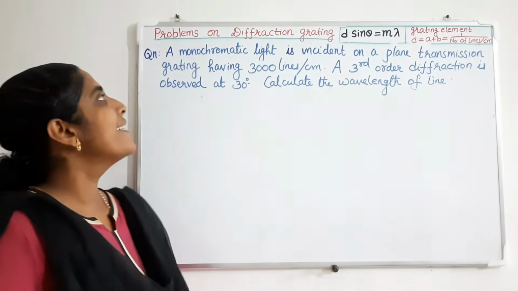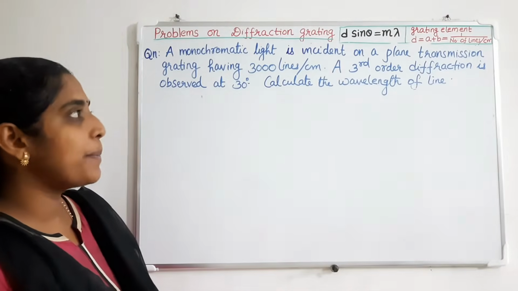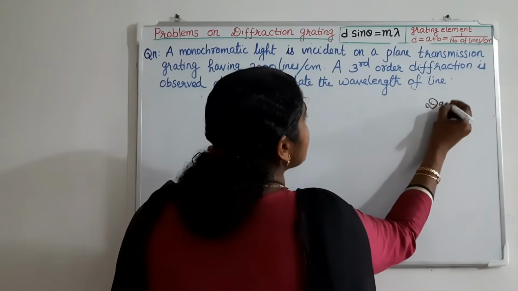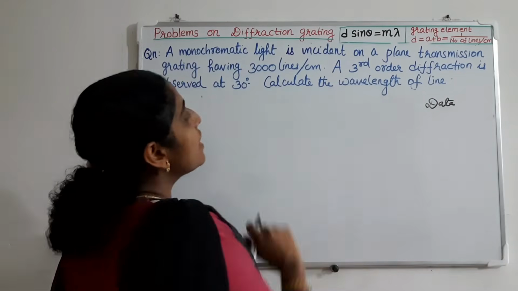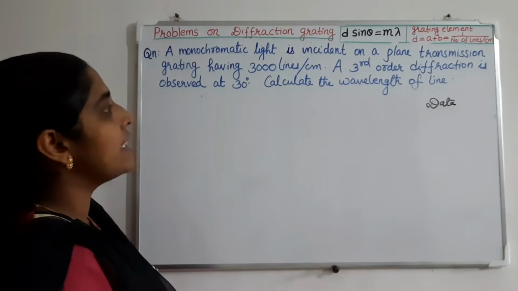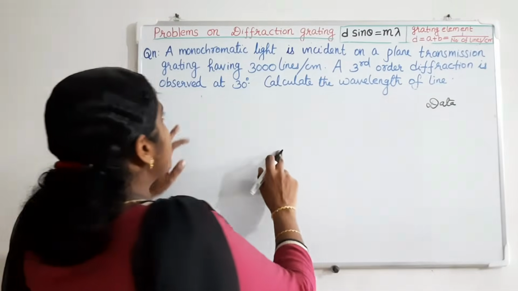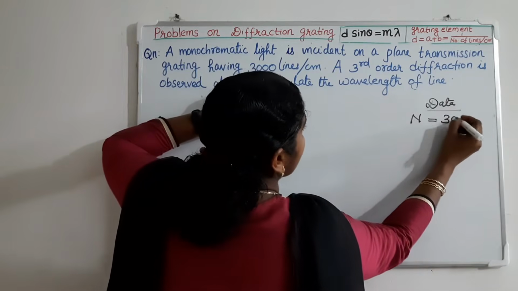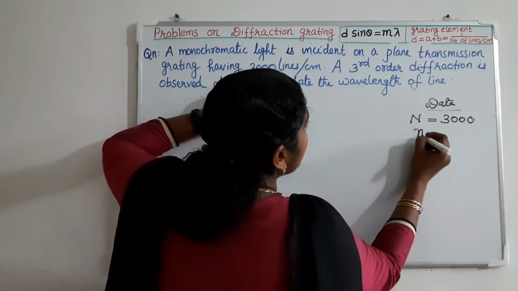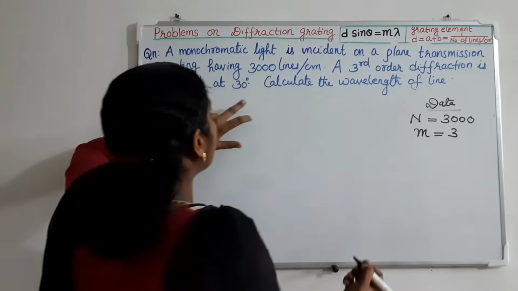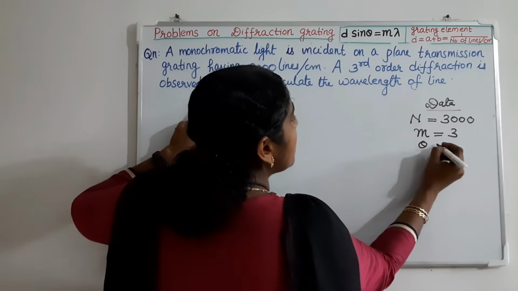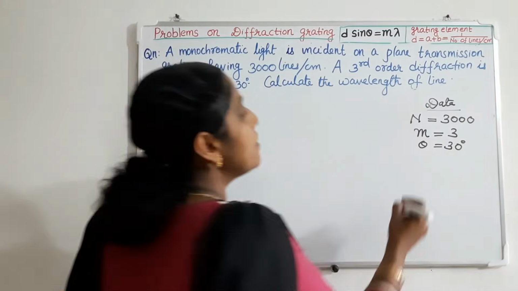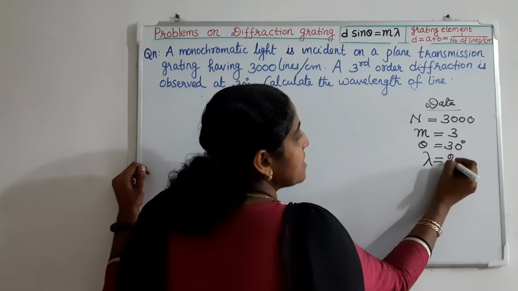See the next question. A monochromatic light is incident on a plane transmission grating having 3000 lines per centimeter. A third order diffraction is observed at 30 degrees. Calculate the wavelength of light. Here the number of lines per centimeter is given as 3000. For third order diffraction, m equals 3, observed at 30 degrees, so the angle of diffraction theta is 30 degrees. Calculate the wavelength of light, that is lambda.